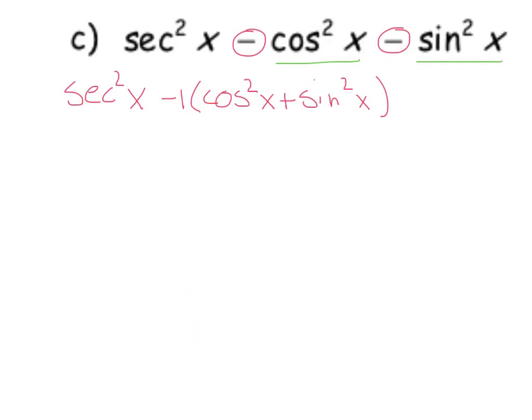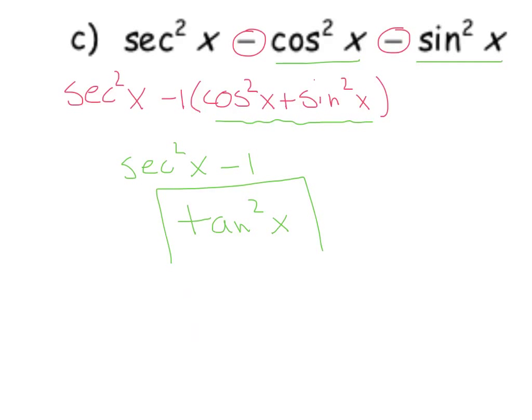Ooh. What is cosine squared plus sine squared? Well, it's about the third or fourth time we said it on this video. That's 1. So 1 times 1 is 1. So what do we get? We get secant squared of x minus 1. And earlier we proved that that is equal to tangent squared of x. And that is one of the equations in your boxes above on your notes.